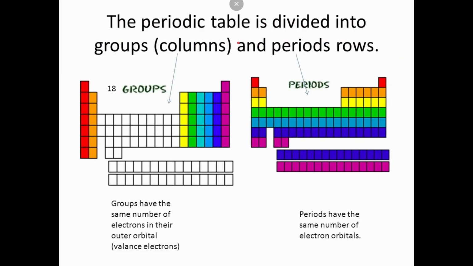The periodic table is divided into groups and periods. The groups are the vertical columns, and the periods are the rows. The vertical columns, for the most part, have similar properties, right? That is because they have the same number of electrons in that outermost layer.